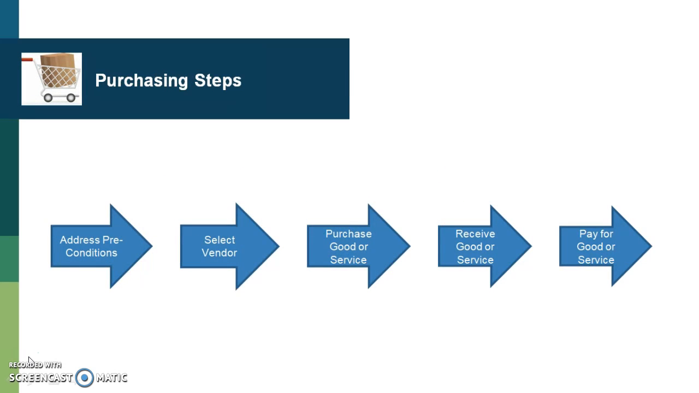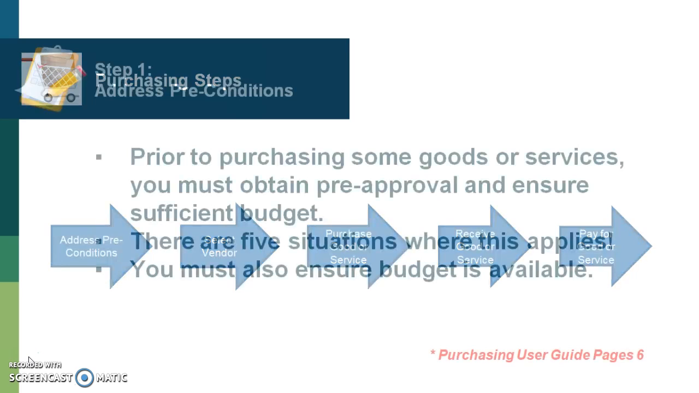So what are the purchasing steps? There's 5 distinct steps in purchasing. First is addressing any preconditions that exist for your purchase. Next, selecting your vendor. Then, purchasing your good or service, receiving it, and then finally paying for it. You always got to pay the bill.